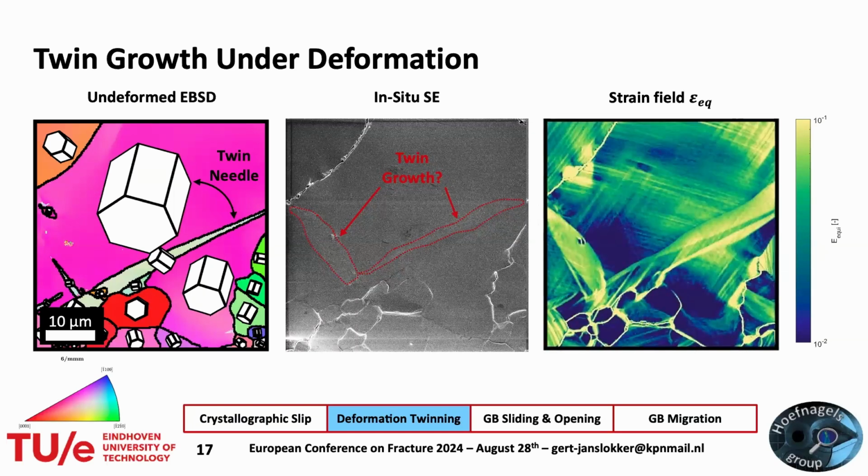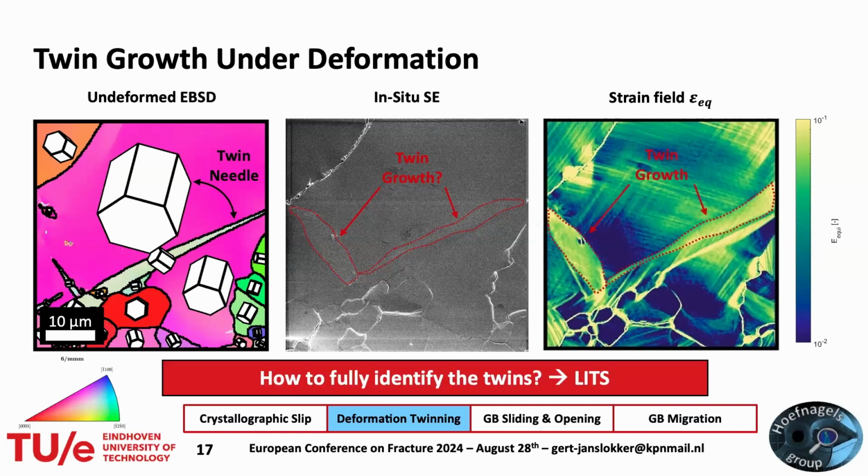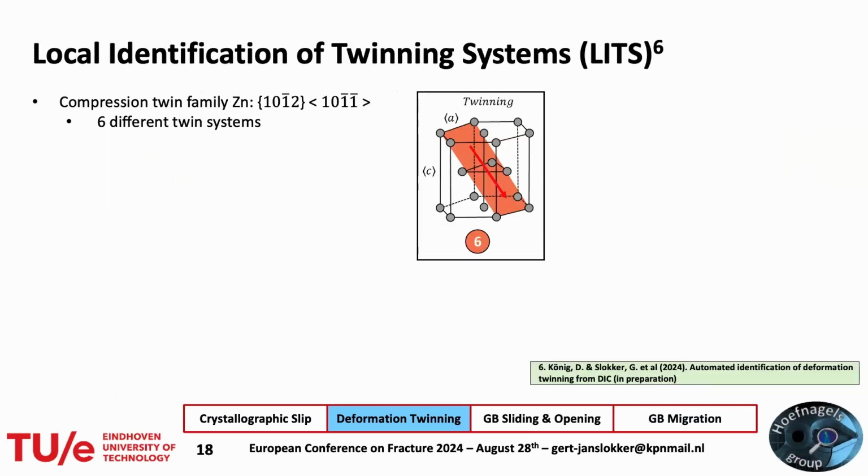And of course, now we also want to identify these twins, and the method we use for that, we call not slip now, but LITS, which stands for local identification twinning systems. So for the twinning, as said, for zinc we have one twin family, which gives 6 different twinning systems, and they can also be described by a certain planar direction.